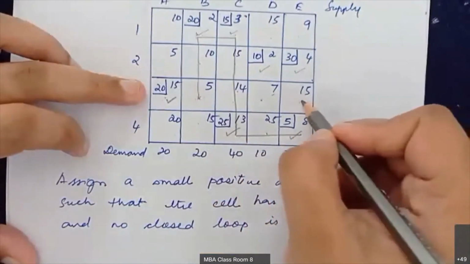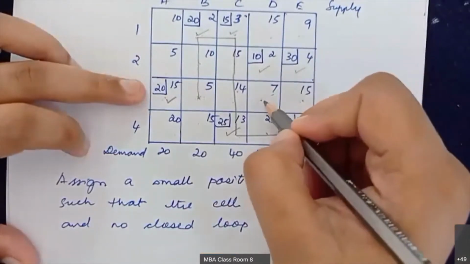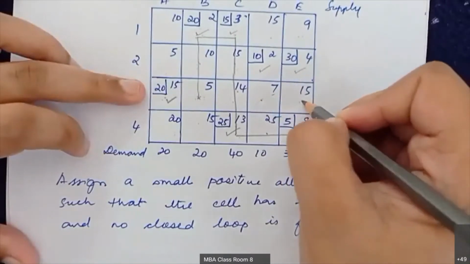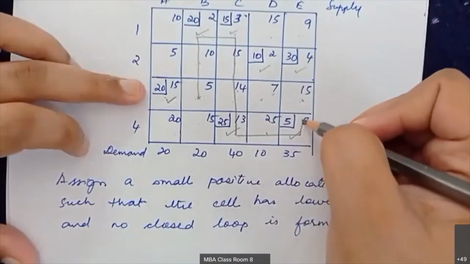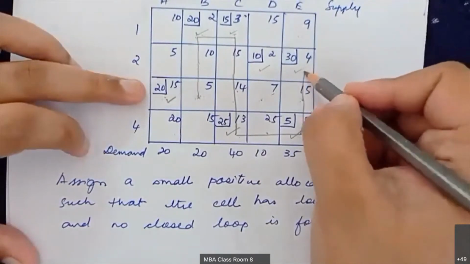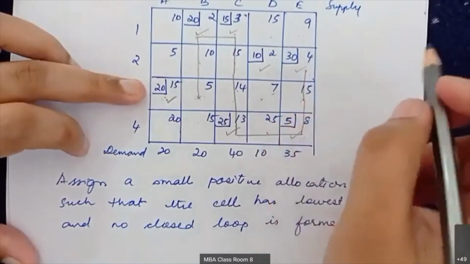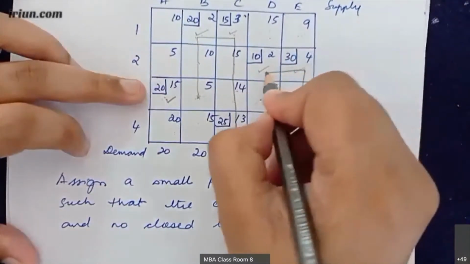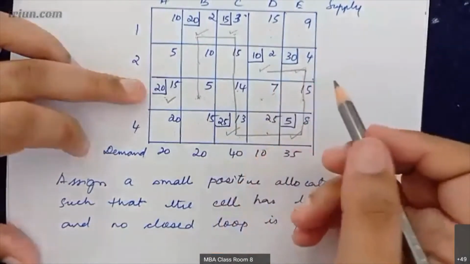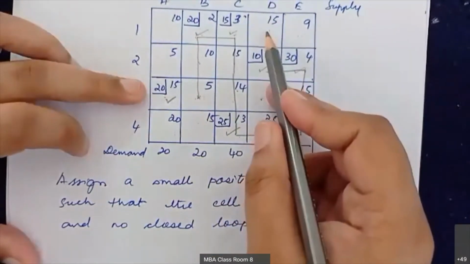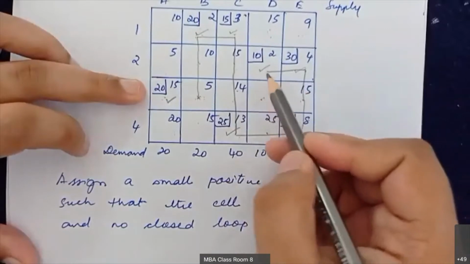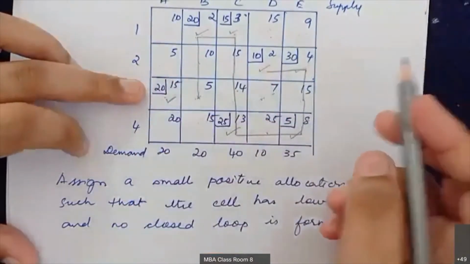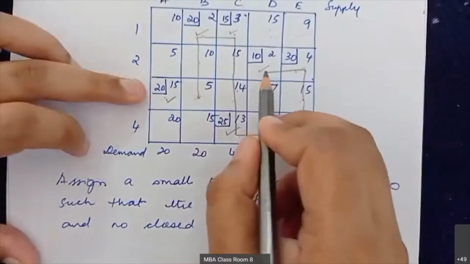I cannot go to this cell because it is empty. I cannot go to this cell, it is empty. Diagonal lines are not allowed, so I cannot go to this cell either, plus it is an empty cell. But I can go from this cell to this cell because it is an occupied cell. Only to occupied cells can I traverse. From here I cannot go here, I cannot go here, but I can go to this cell. From this cell, can I go anywhere? I cannot go here because it is empty. I cannot go down, it is empty. I cannot go to this cell, this cell, this cell, it is all empty. So from this point, I cannot traverse any further.